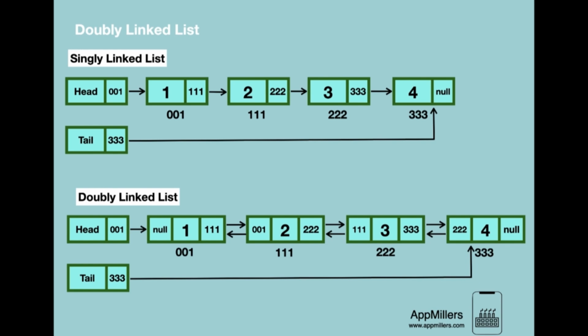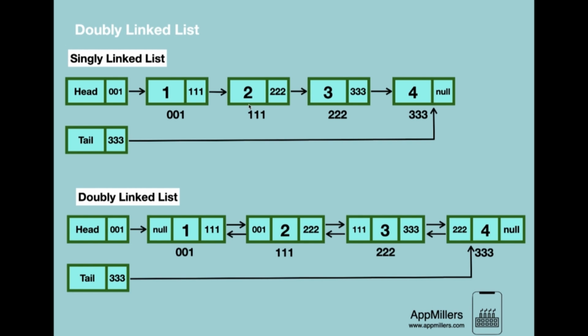In the case of single linked list, each node refers to the next node. As you can see from this sample, node 1 references node 2, node 2 references node 3, and node 3 references node 4. But there is no way that any node can point back to the previous node. So if you want to traverse from node 3 to node 2, that is not possible in the case of single linked list. This is a limitation of single linked list, because here reverse traversal is not possible.